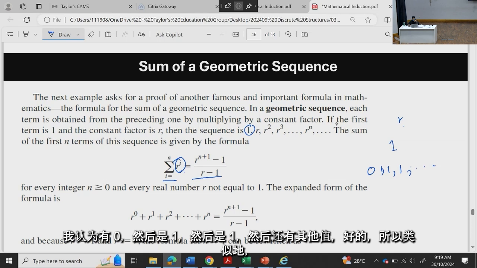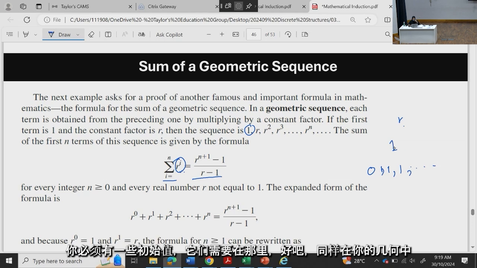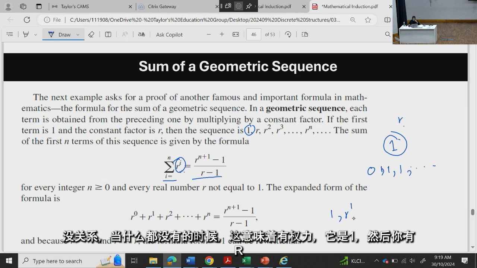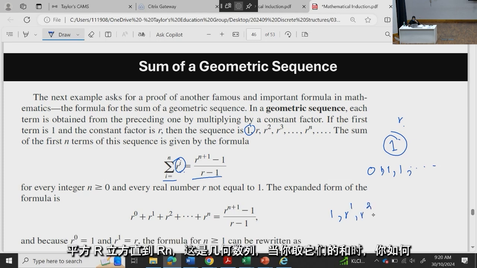Okay, so similarly, in your sequence you must have some initial values; they need to be there. In your geometric sequence, 1 needs to be there, and then you have how you show the sequence: 1, r. This means r to the power 1; when there is nothing in the power, it's 1. And then you have r squared, r cubed, and up to r to the n. This is the geometric sequence, and when you take its sum, how do you represent it?